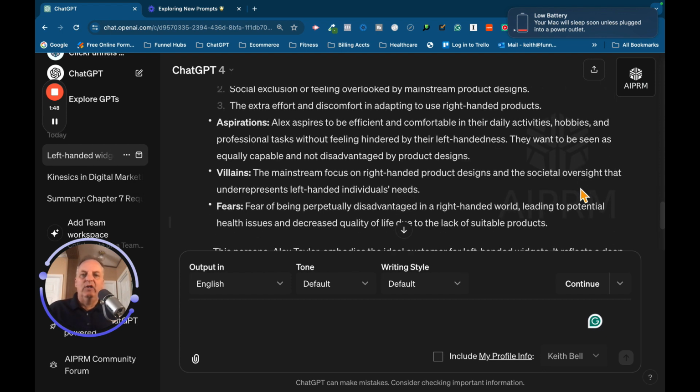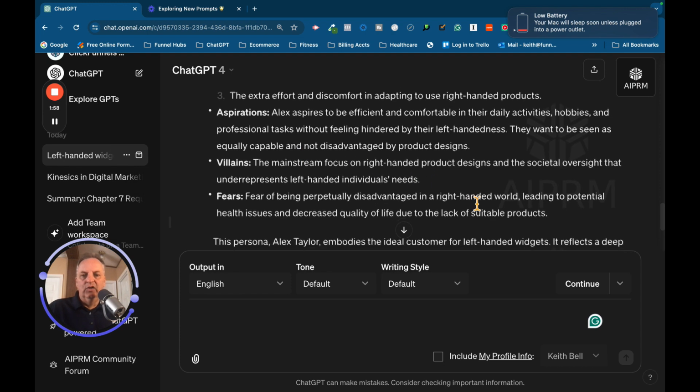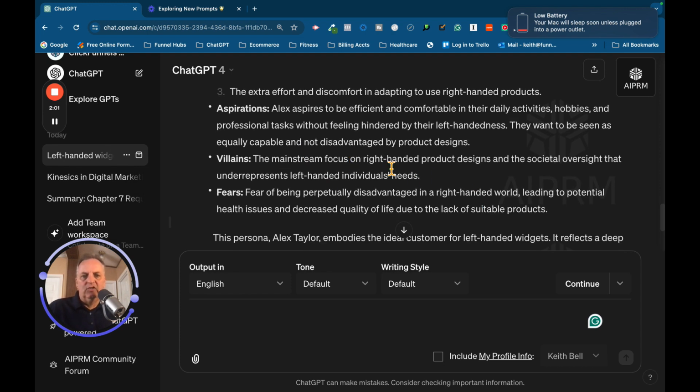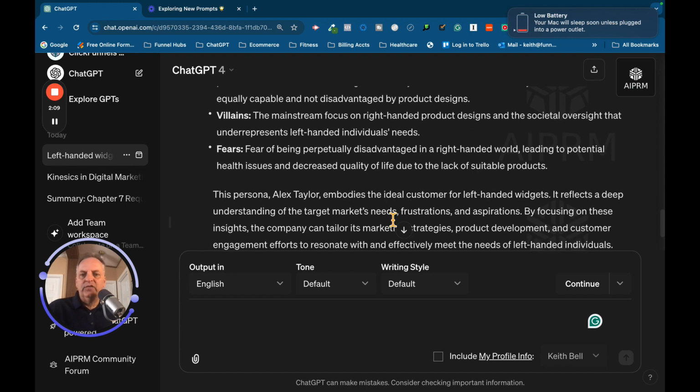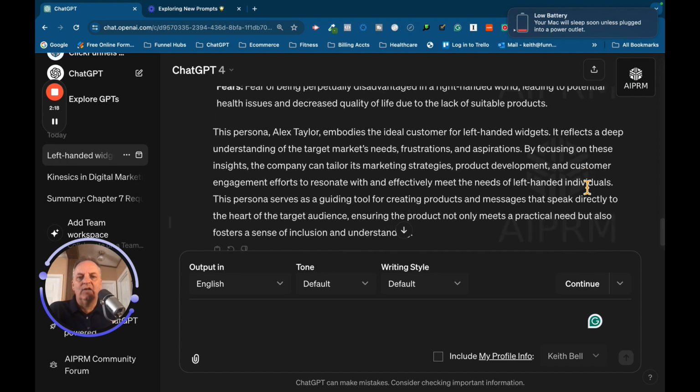Aspirations. Alex aspires to be efficient and comfortable in their daily activities, hobbies, and professional tasks without feeling hindered by their left-handedness. They want to be seen as equally capable and not disadvantaged by product design. Villains: the mainstream focus on right-handed product designs and the societal oversight that underrepresents left-handed individuals' needs. Fears of being perpetually disadvantaged in a right-handed world, leading to potential health issues and decreased quality of life due to lack of suitable products.